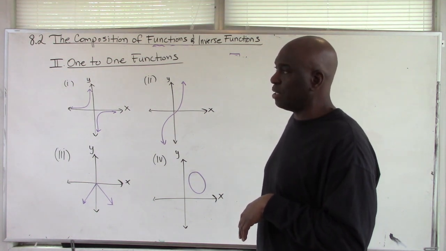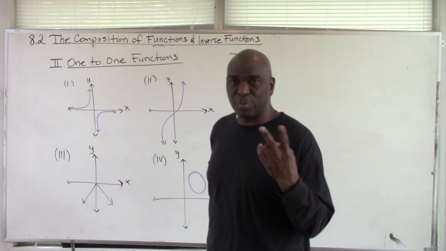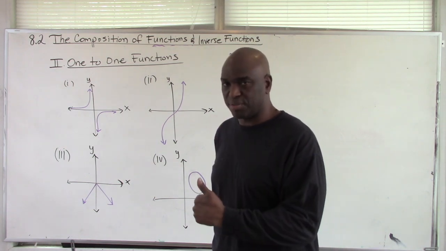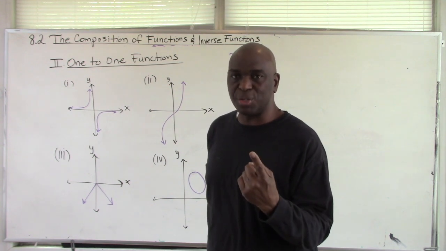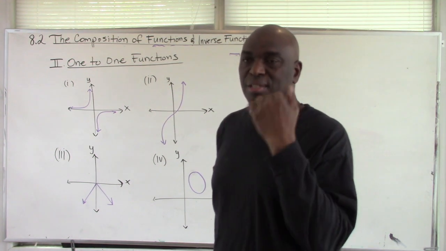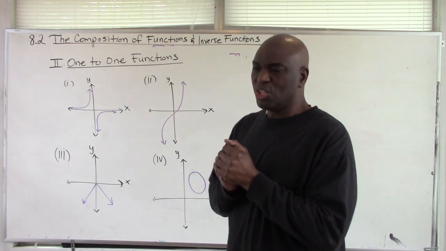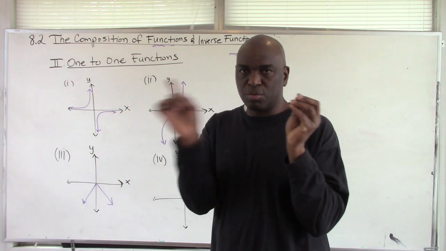It can't be 1 to 2. It can't be for every one y value, there are 2 x values. No, it must be for every one y value, there's only one x value. That's what makes it one-to-one. If for every one y value there are 2 x values, then that would not be considered one-to-one. Okay? So let's see for every horizontal line that we draw, because the horizontals give us y values.